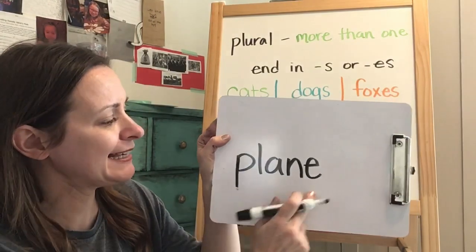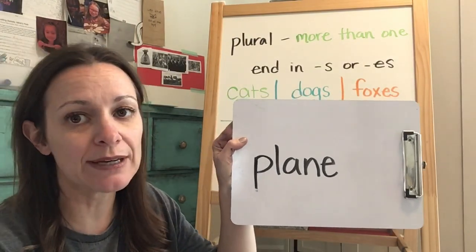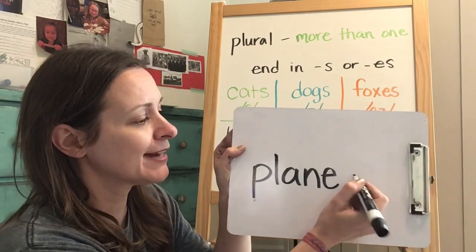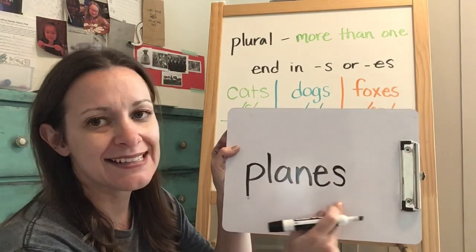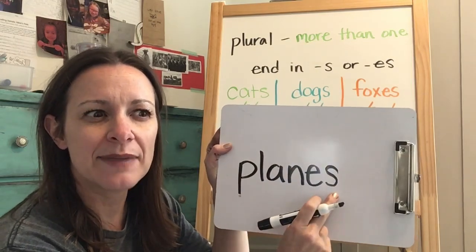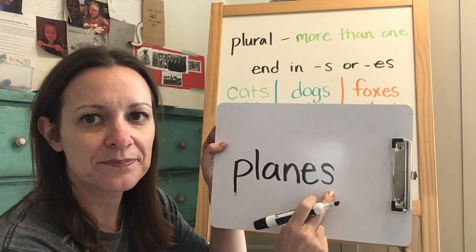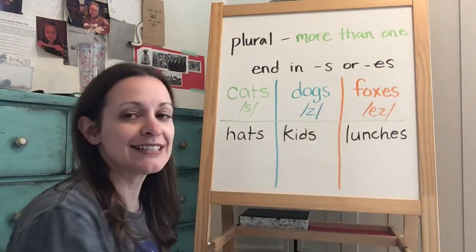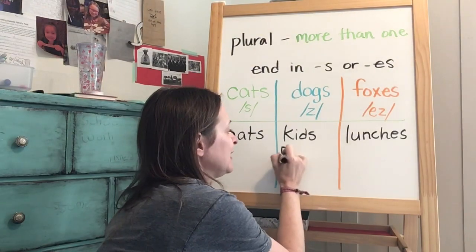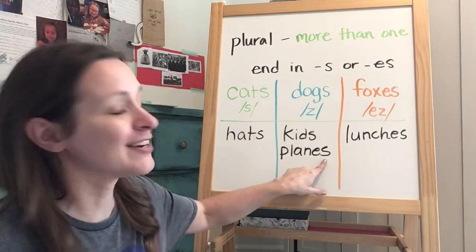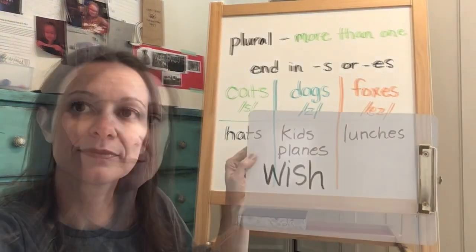How about plane? The singular noun we want to make into more than one plane, so we make it plural by adding our S. Planes. What do you hear at the end? What is that S making? Planes. Where would we put that? In the Z column, right? Just like dogs. We would put planes under Z because our S is making the Z sound.